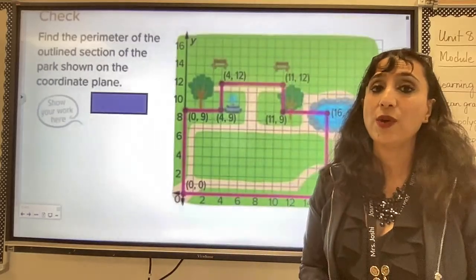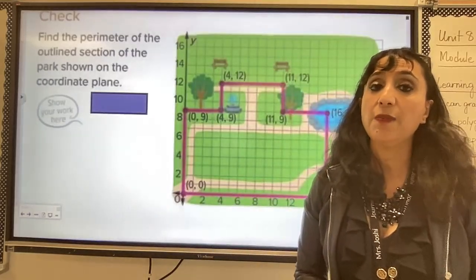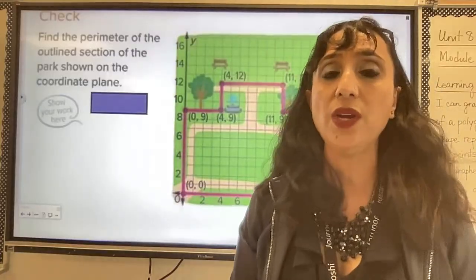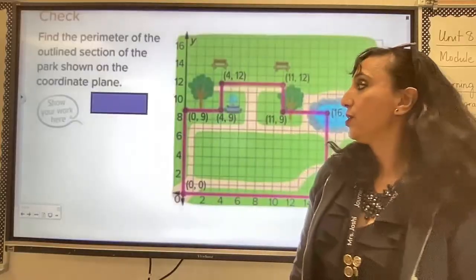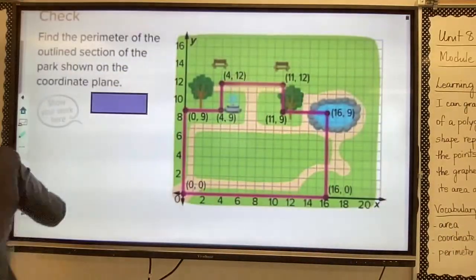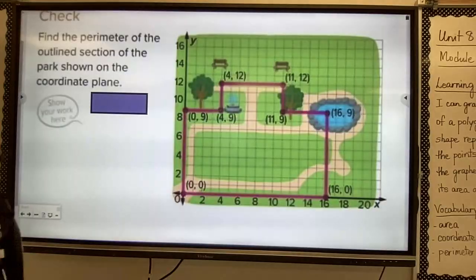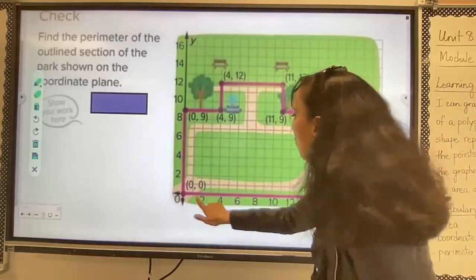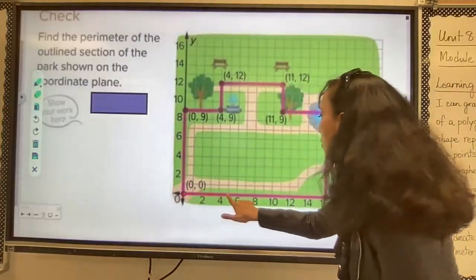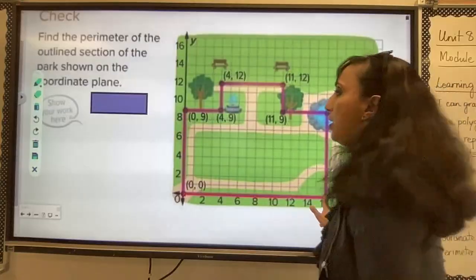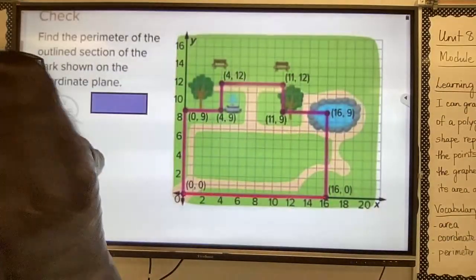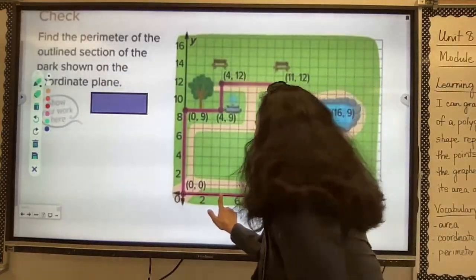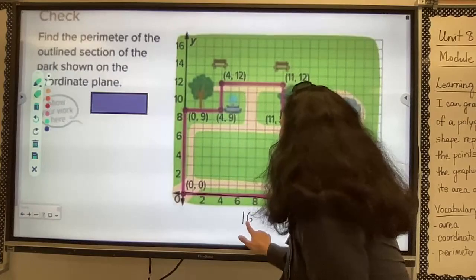So here's the next question. It's saying, find the perimeter of the outlined section of the park shown on the coordinate plane. So I'm going to use the counting method since it's already drawn out. Okay, so as I can see over here, from 0 all the way here, it is how much? It is 16. Let me use a black color. This much is 16. Okay, this much is 16.